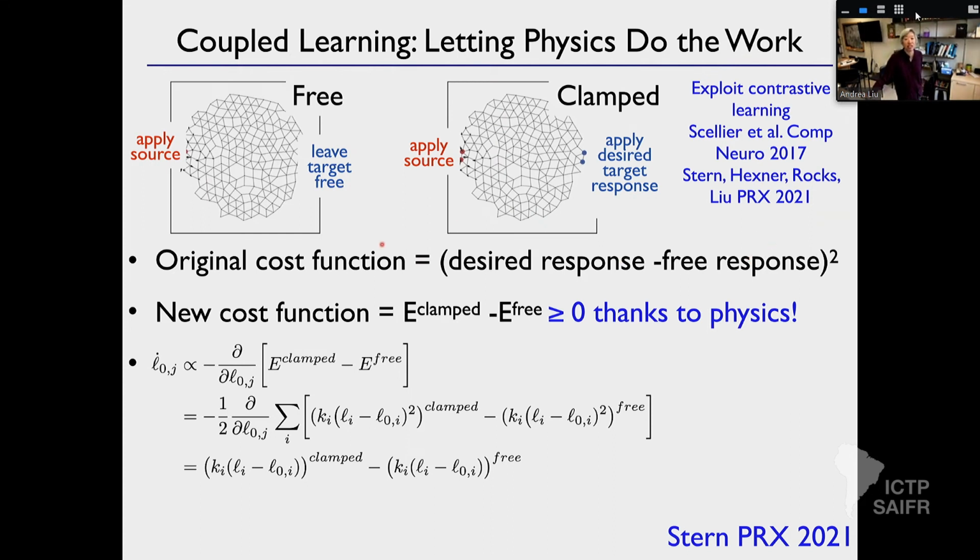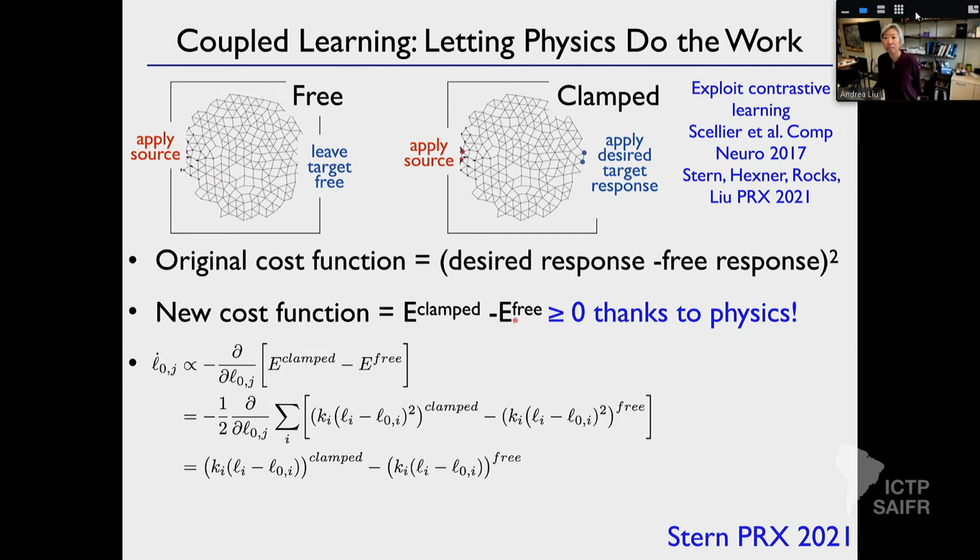But our new cost function, okay, we're going to take the energy of the clamp state minus the energy of the free state. And this is where physics is essential, because physics tells me that if I apply the clamp state, the energy has to be higher. If I let the target do what it wants, the energy is lower than if I clamp the target away from what it wants. That has to raise the energy. Okay, so that means this is already greater than or equal to 0 just due to physics. I don't need to square it.